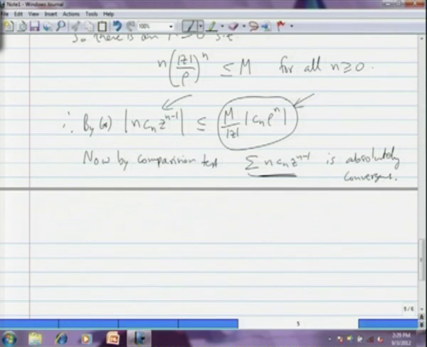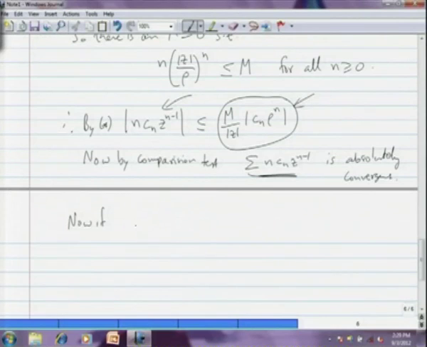So, we have shown that if sigma C n z power n is absolutely convergent, then the derived series sigma n C n z power n minus 1 is also absolutely convergent. Now, in the other direction also it is easy. So, now if sigma n C n z power n minus 1 is absolutely convergent, we want to show that sigma C n z power n converges.